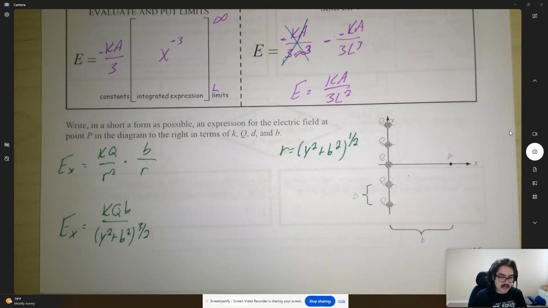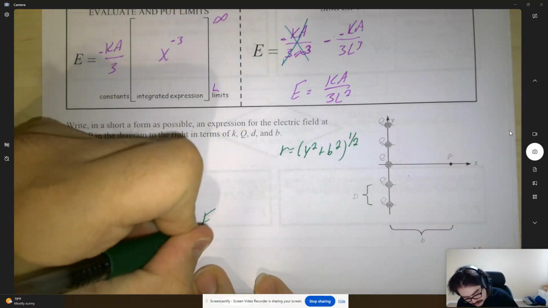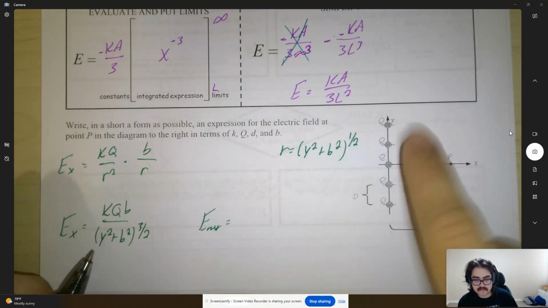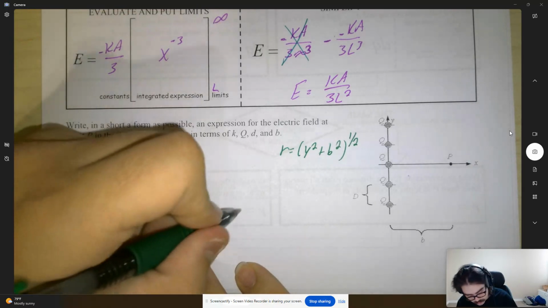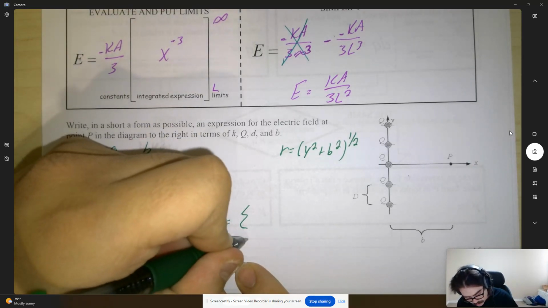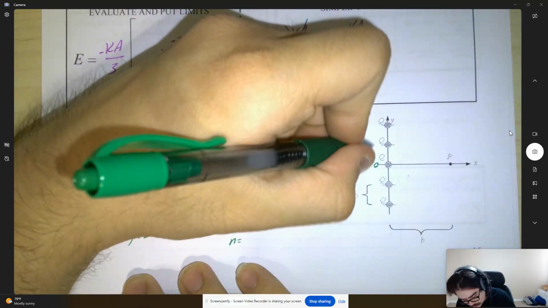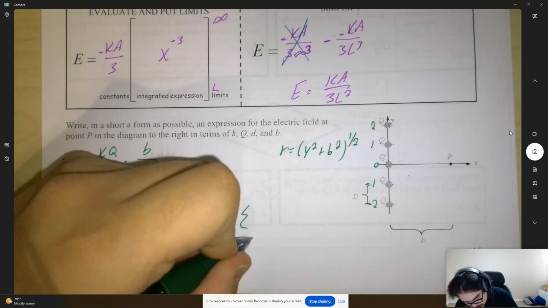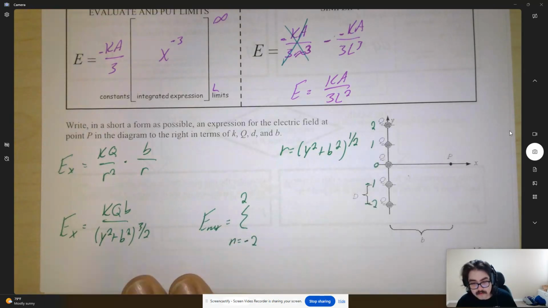Now you could write this in summation notation. To get the net charge, that's just the x component of the charge. To get the net field, you have to take this expression and add it for each individual charge. So I can do n equals, I'm going to number these, 0, 1, 2, -1, -2. You could do from 0 to 4 if you wanted to. You can do it however you want. It should end up giving you about the same expression either way, or it might be a little bit different. I'm going to start at -2 and go all the way up to 2, because I'm going to sweep through every single charge.